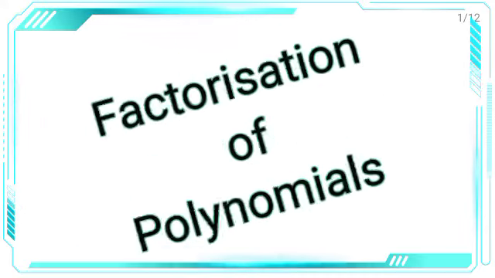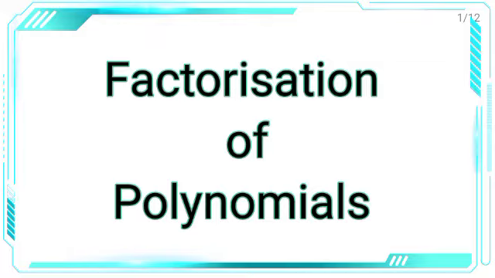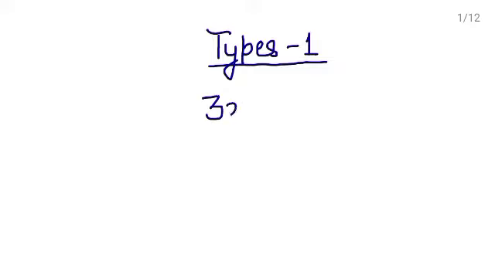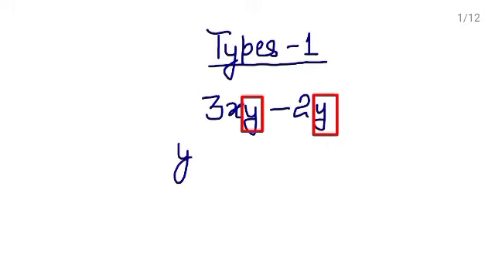So in this chapter we will factorize polynomials, right? We have categorized this factorization into different types, right? So in this video we will talk about type 1. In type 1, we will simply find the common variable or the common term, right? If we have 3xy minus 2y, we will simply look for the common one. Common factor की बात करेंगे, right? And then we will take out this common factor.